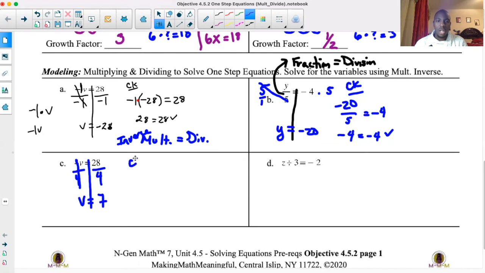All right, I'm going to check my answer. 4 times 7, does this equal 28? The answer is 28 is equal to 28. That is true.